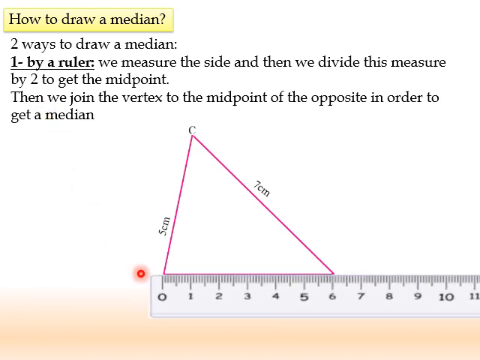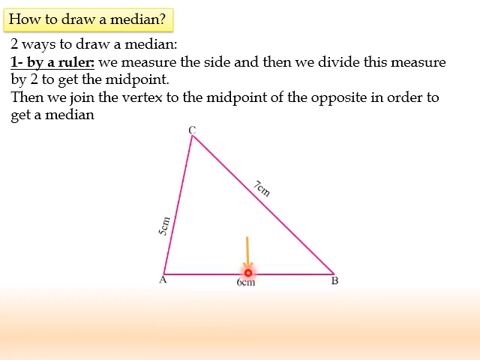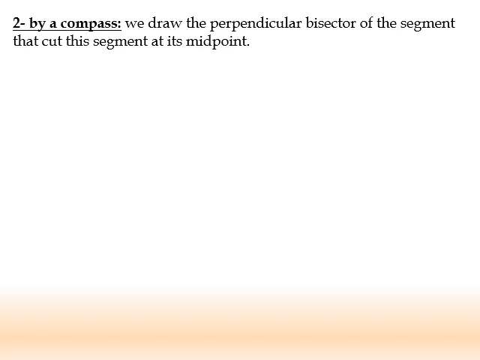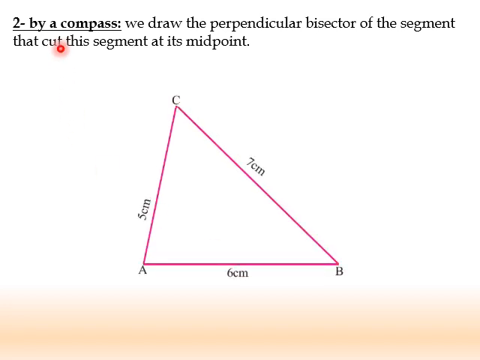Look please with me at the figure. Here we have this segment AB, which is 6 centimeters. Let's divide 6 by 2 to find its midpoint. What's the half of 6? It's 3. So this point here is the midpoint of AB. If I join the vertex C to the midpoint of AB, then this green line drawn here is called the median of the triangle.